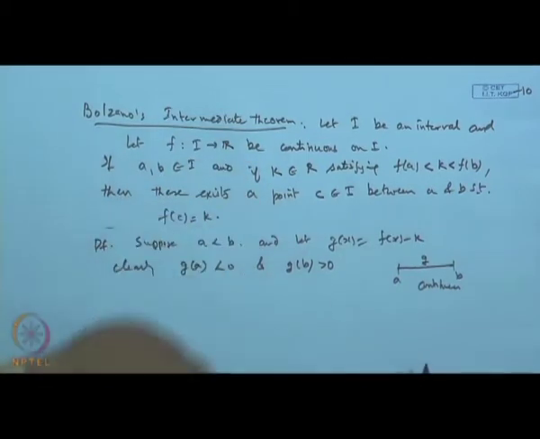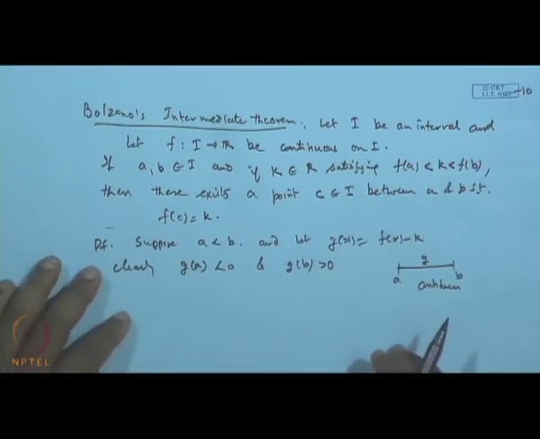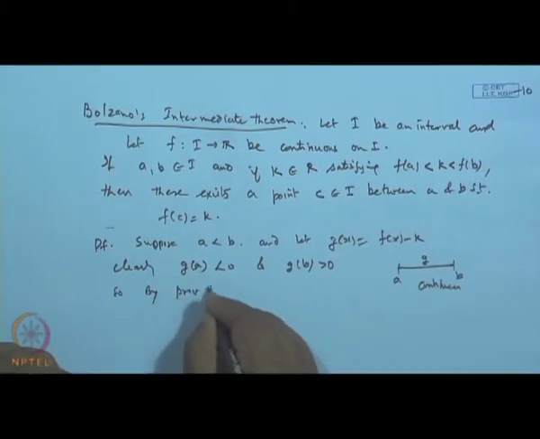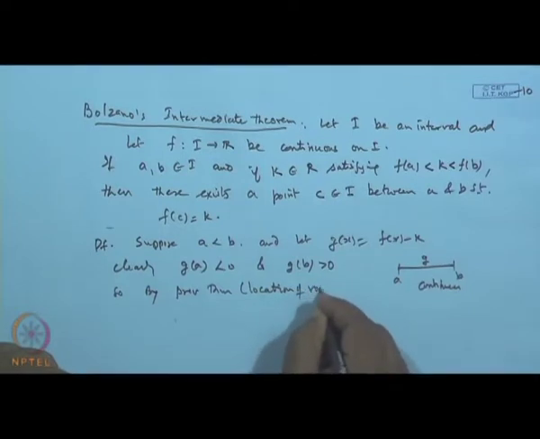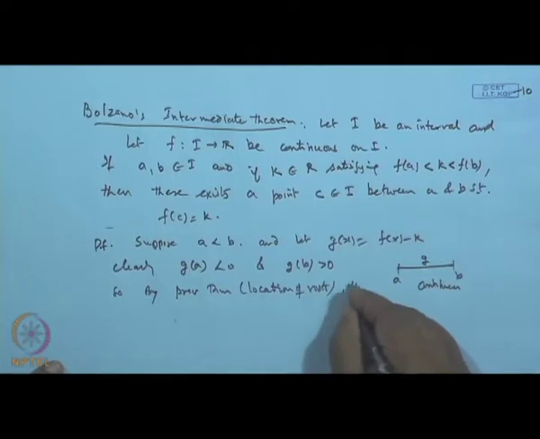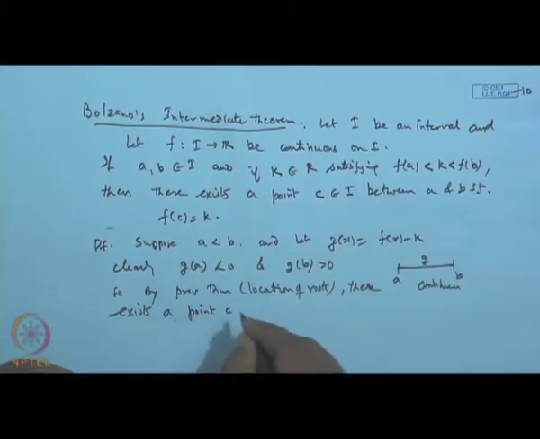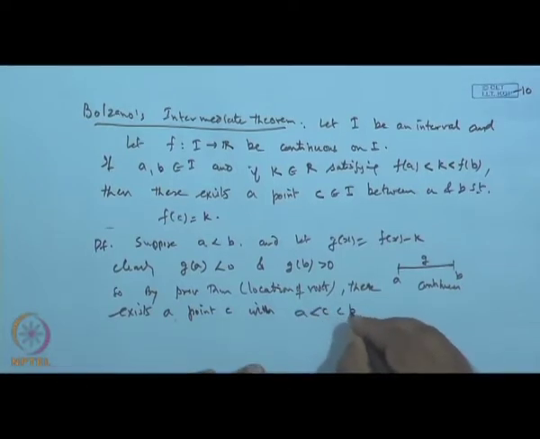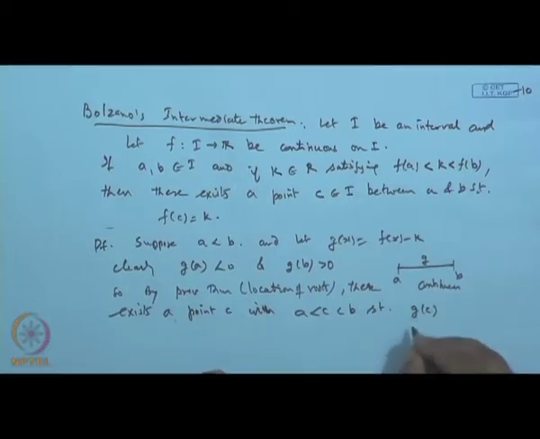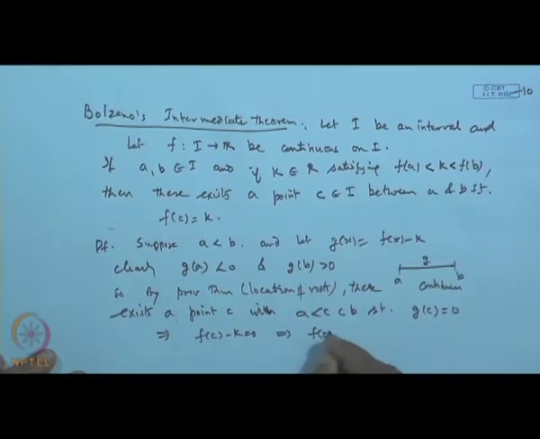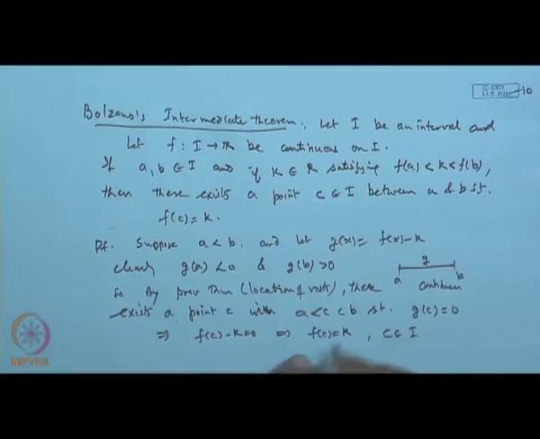Therefore, by the location of the root theorem which we have proved earlier, there will be some point in between a and b where the function g will be 0. So, by the previous theorem, that is the location of roots, there exists a point c lying between a and b such that the value of g of c is 0. But g of c is nothing but f of c minus k, which is 0. So, this implies f of c is equal to k. So, there will be a point c available in I where the value k is attained by the function.